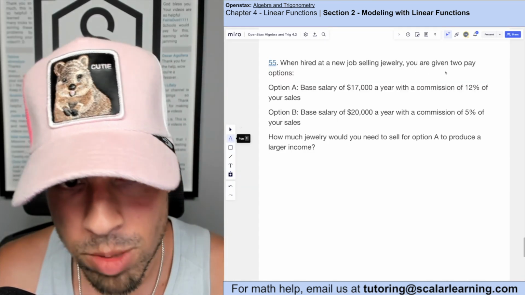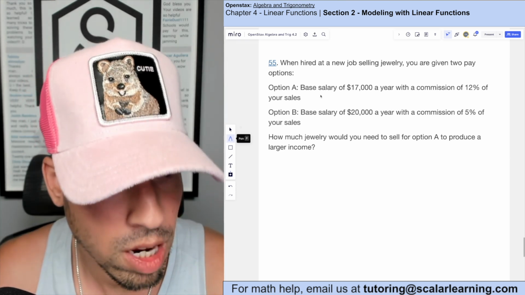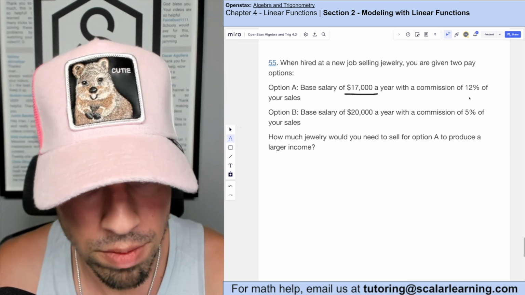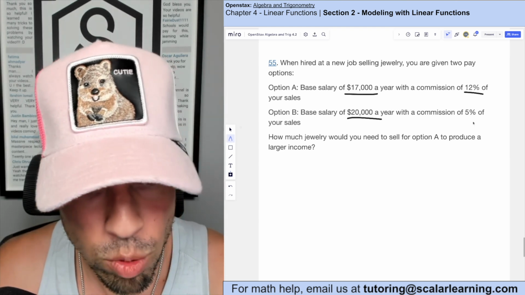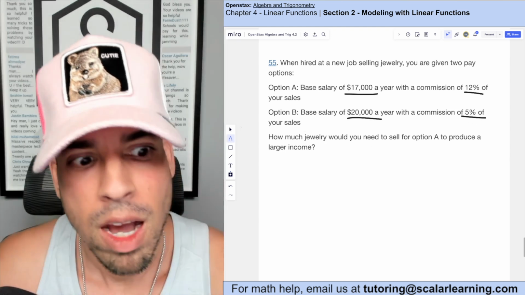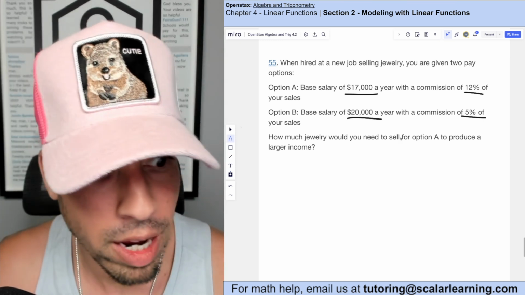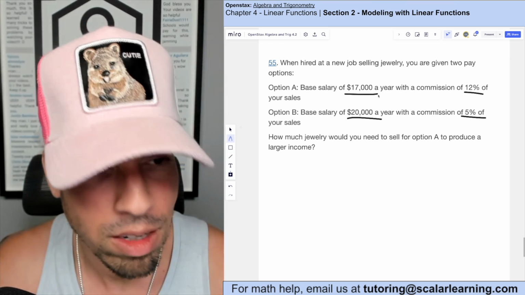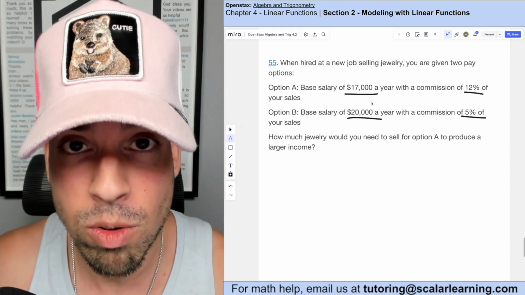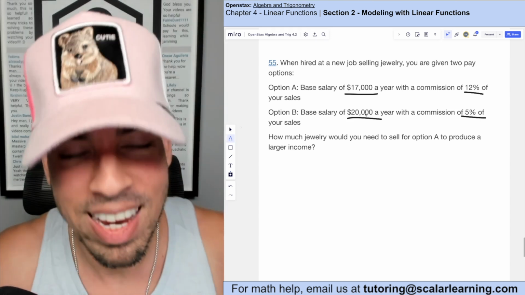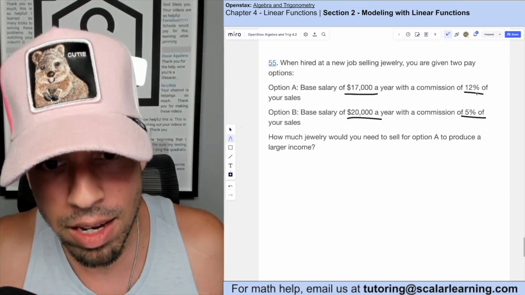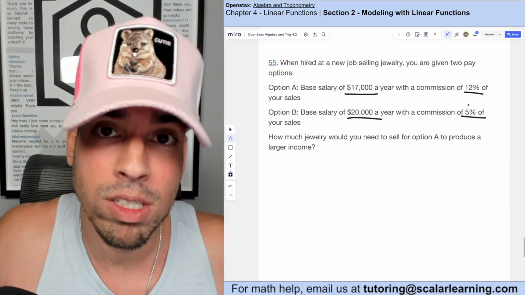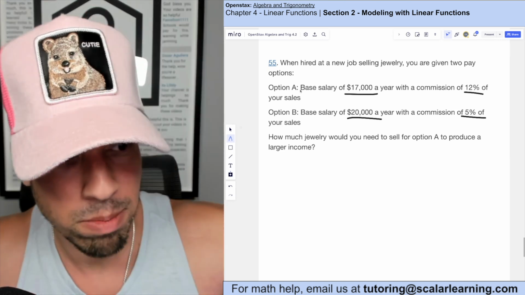When hired at a new job selling jewelry, you are given two pay options. Option A, base salary of 17 G's plus a commission of 12%. Option B, base salary of $20,000 with a commission of 5%. How much jewelry would you need to sell for option A to produce a larger income? So again, we're going to set these equal to each other, figure out that point of equality, and then we know that selling more than that will be better for A, because A has got the bigger percentage anyway. So obviously, eventually selling more is going to be better with A.